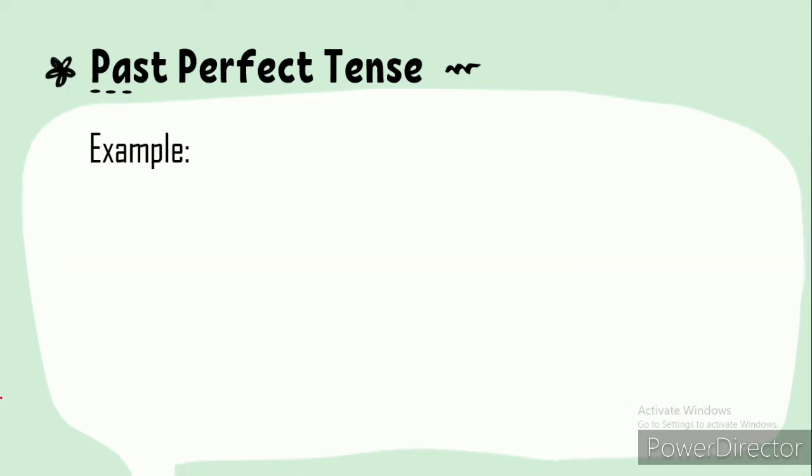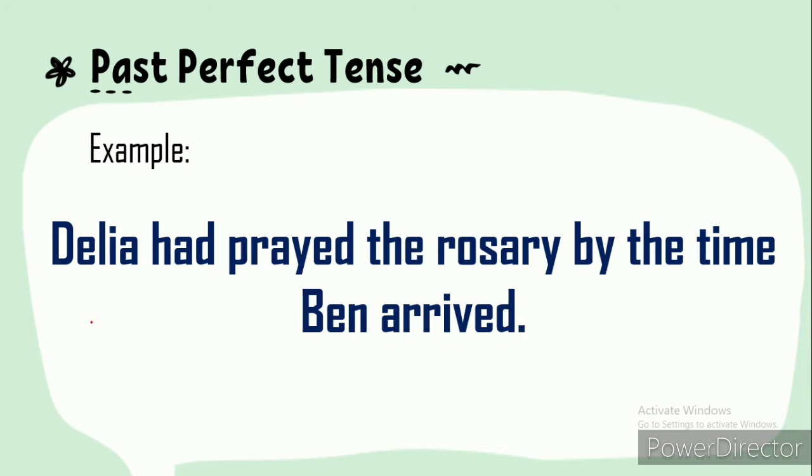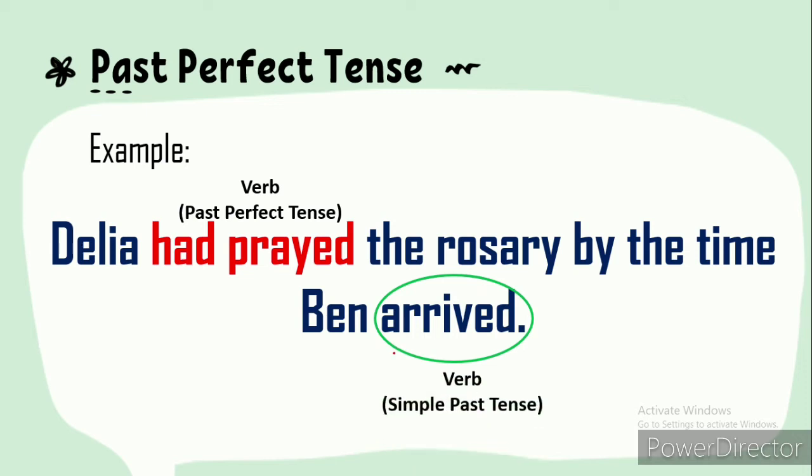Let us have another example. Delia had prayed the rosary by the time Ben arrived. The verb phrase here is had prayed, and it is in the past perfect tense: had plus the past participle of the verb. Then we have here arrived, which is in simple past tense. Take note of the time indicator by the time, which is placed before the simple past tense.